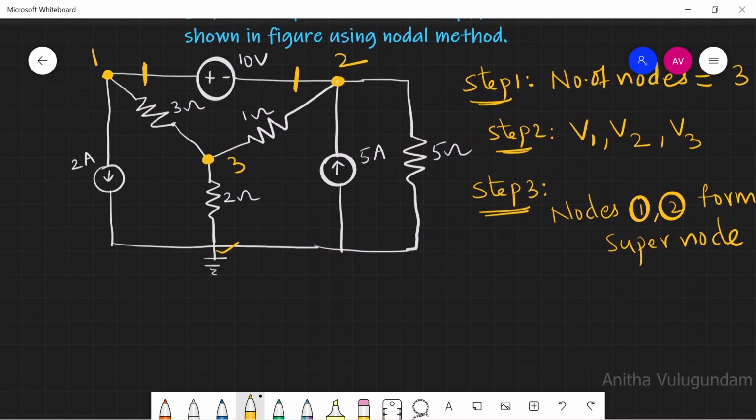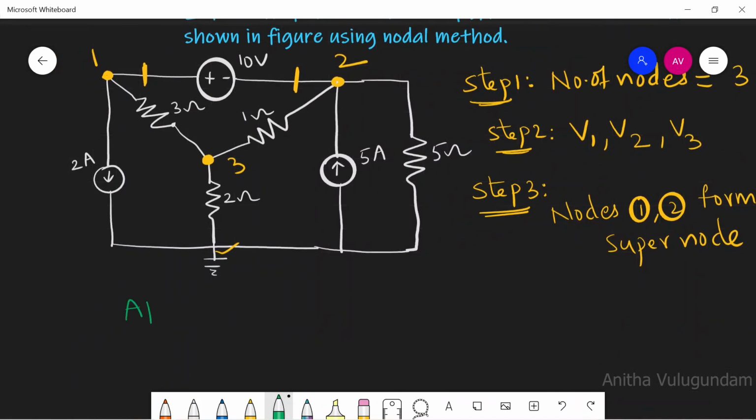Apply KCL to the supernode. Here we have a current source leaving, let it be leaving. Here I am assuming the current is leaving, let it be I1. And even here I am assuming the current is leaving, let it be I2. And here you can clearly see 5 amps is entering, and let it be in this same direction. And I am assuming that in this branch the current is leaving and it is I3.